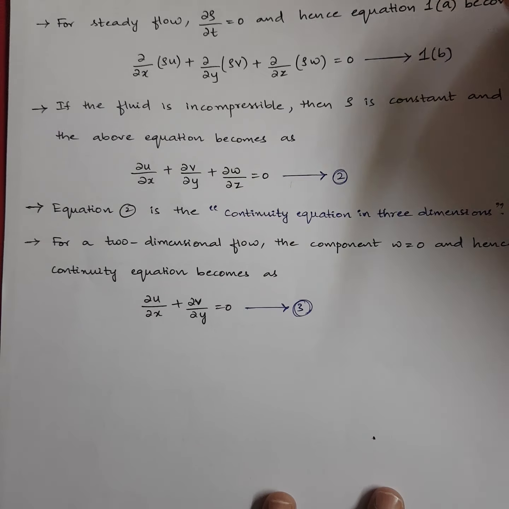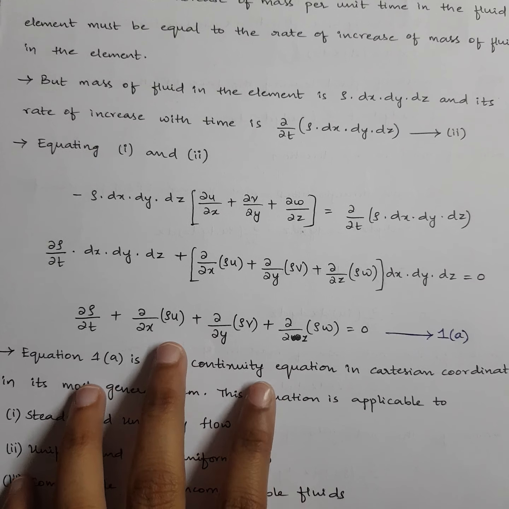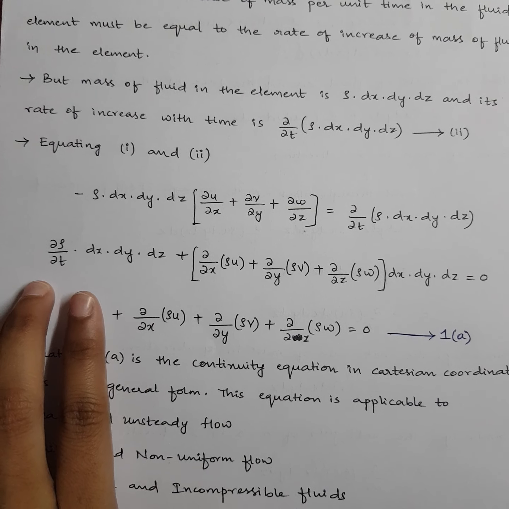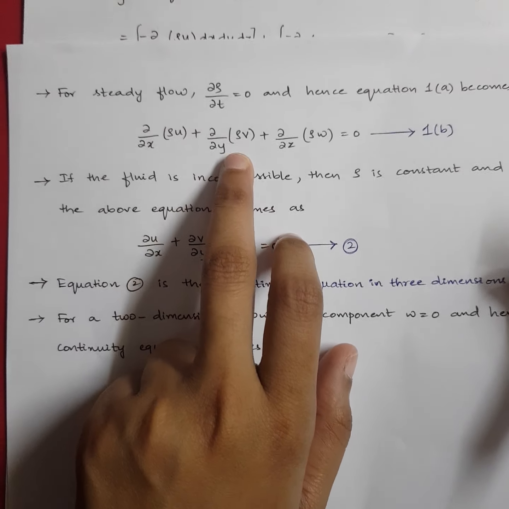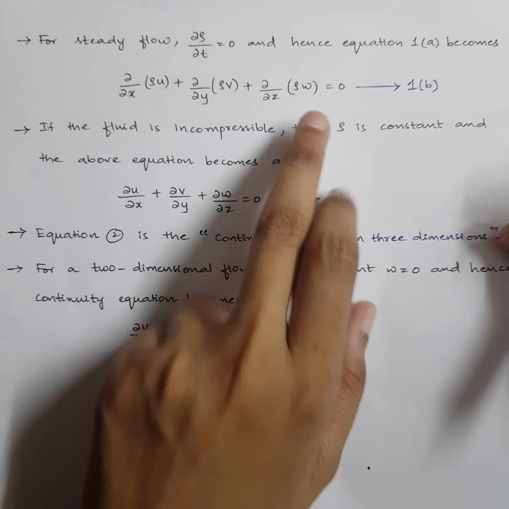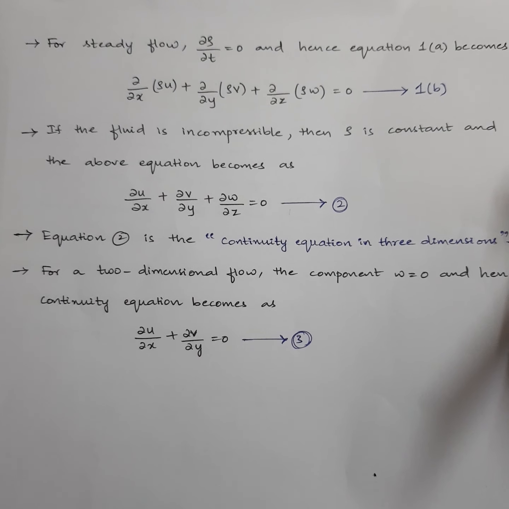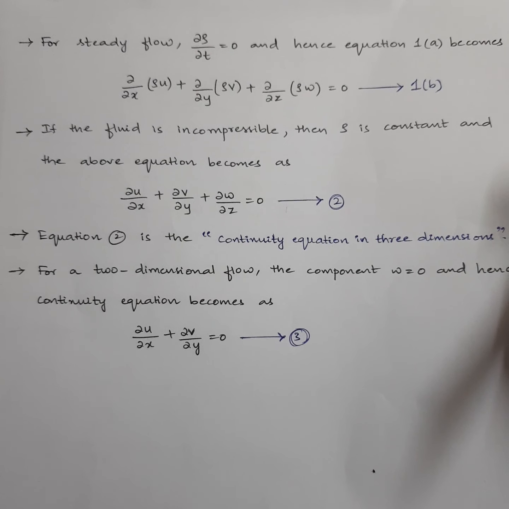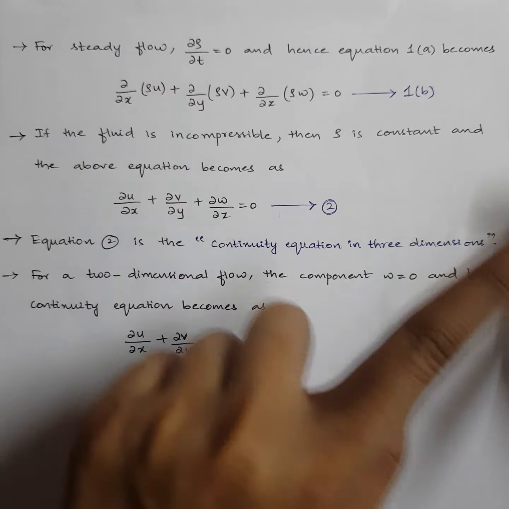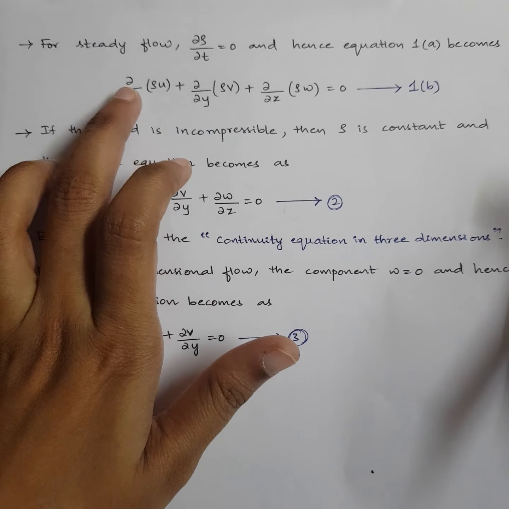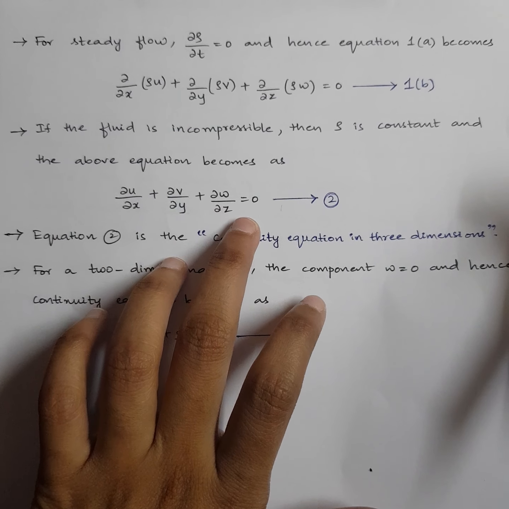So from equation 1a, if I customize this equation and assume this flow to be a steady flow, then obviously this term will become 0. What I'll be left with is dou by dou x of rho u plus dou by dou y of rho v plus dou by dou z of rho w equal to 0. That's equation number 1b. And again, if I assume the fluid to be incompressible, meaning in the entire flow the density is constant, then obviously this rho will be taken out and sent to that side, it will become 0. So finally our equation will break down to dou u by dou x plus dou v by dou y plus dou w by dou z equal to 0.